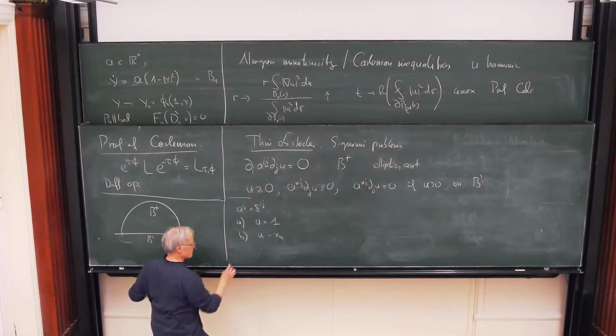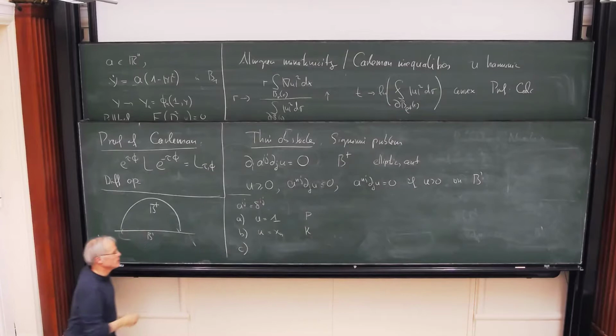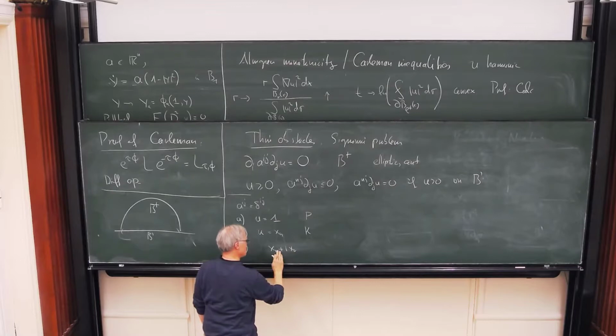And this corresponds to the positivity set P. Here we have the contact set, where u is equal to 0 at the boundary. And now comes the next interesting solution, which is the real part of (x_n plus i (x_{n-1})) to the power 3 over 2.